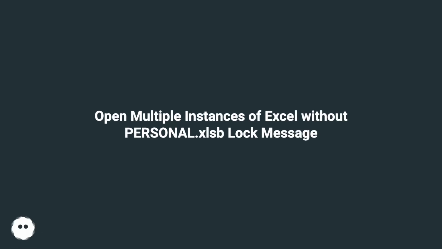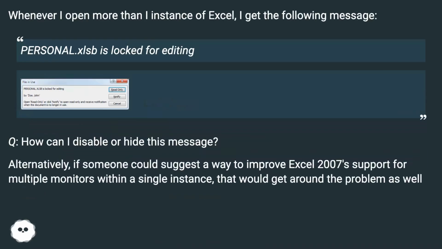Open multiple instances of Excel without PERSONAL.xlsb lock message. Whenever I open more than one instance of Excel, I get the following message: PERSONAL.xlsb is locked for editing. Q. How can I disable or hide this message?